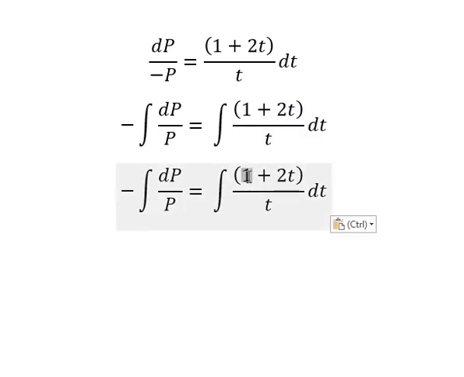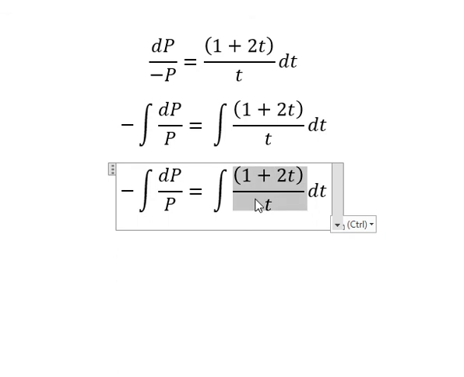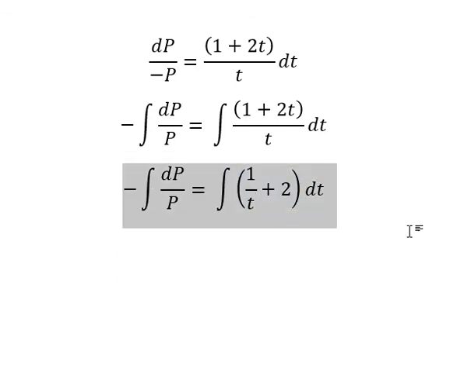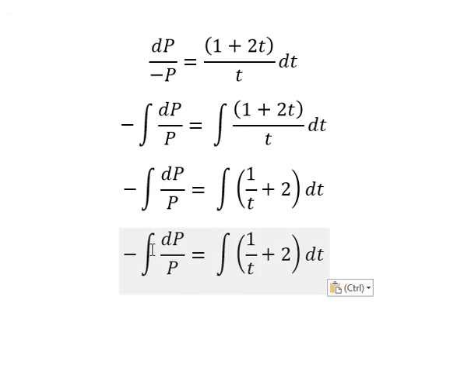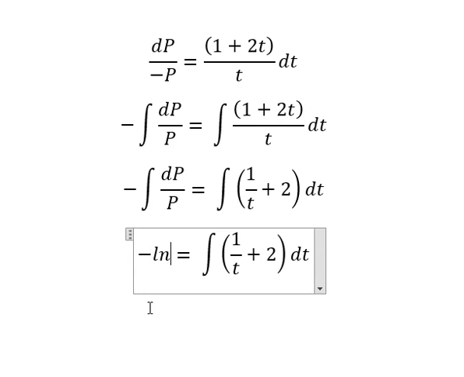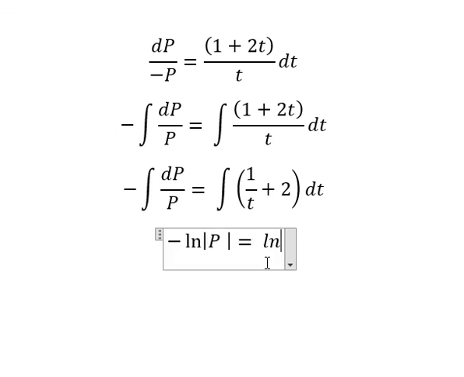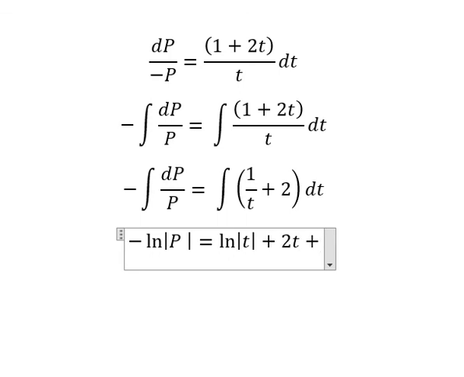Next, 1 divided by t, 2t divided by t. And now we have the final answer. The integral of this one, we have ln of the absolute value of b. The integral of 1 over t, we have ln of the absolute value of t. Number 2, that is about 2t, and I will put about c.